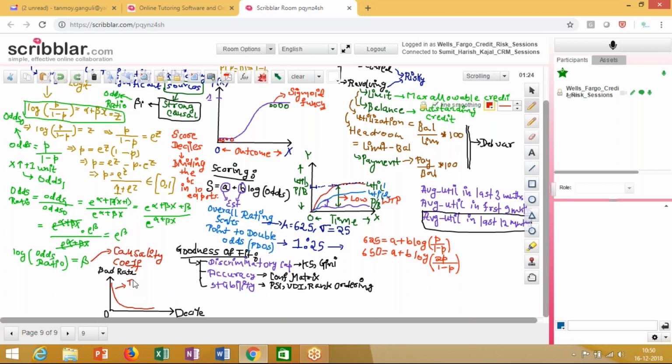First of all, the scores that you have assigned should rank order. That is, as you move across the score deciles from the lowest scores to the highest scores, the overall number of bad borrowers should go down. So this is what rank order is.